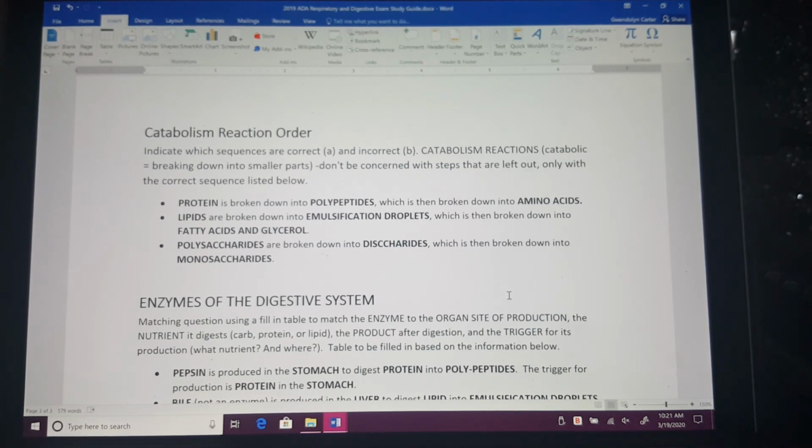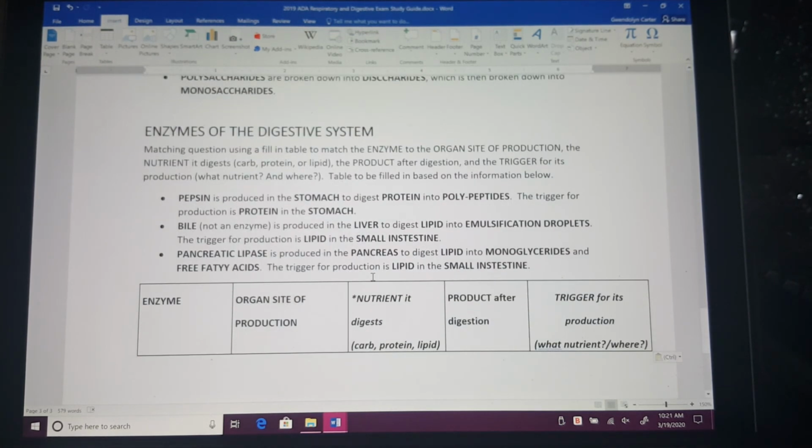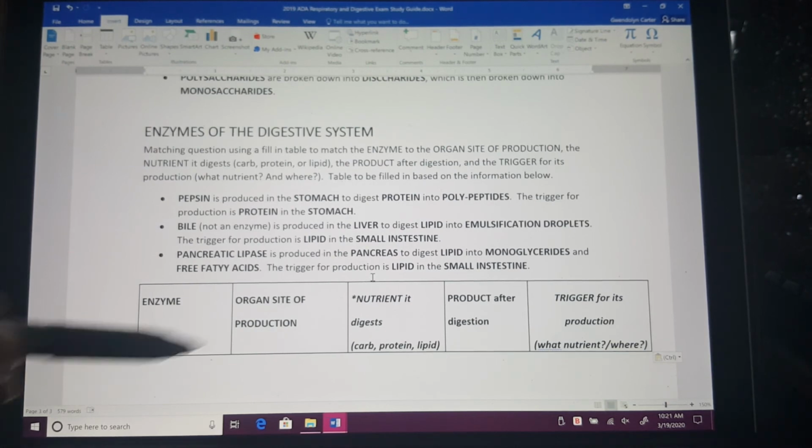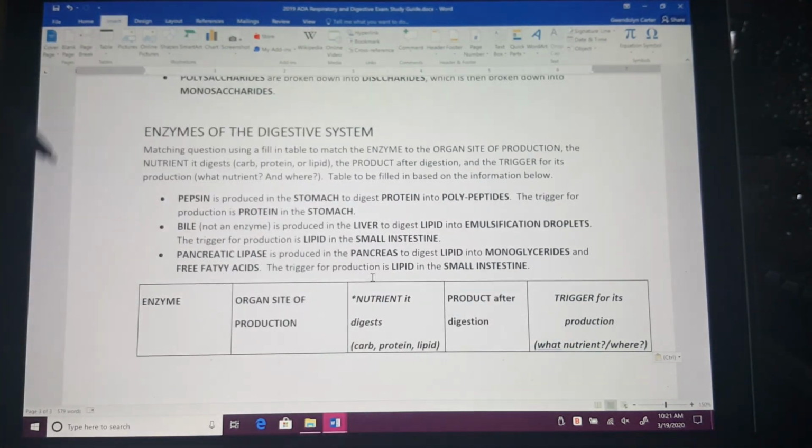Okay, this one is the last one, I promise. The last portion is the enzymes of the digestive system: what they're breaking down, what their product is after breaking down, and what the trigger for its production is. So we have 3 different enzymes, even though bile isn't an enzyme, but whatever. You're basically going to be filling out a chart, so you're going to have the numbers in the chart to place for your different enzymes.